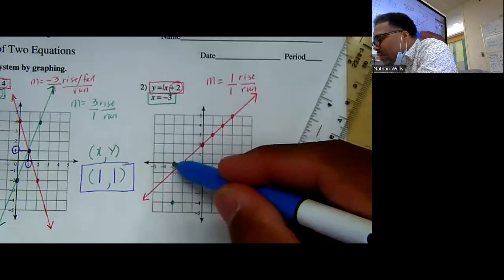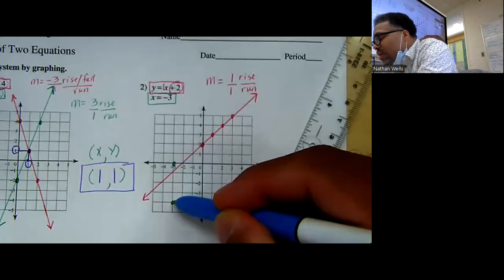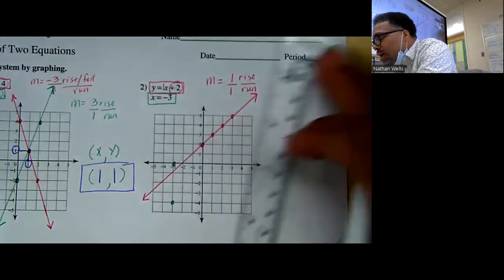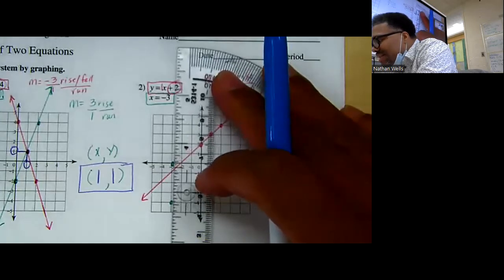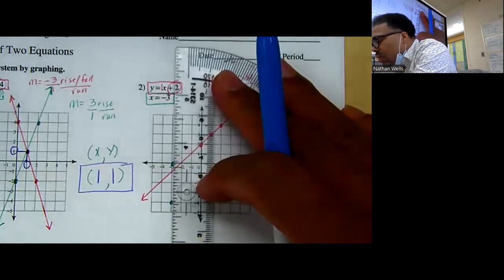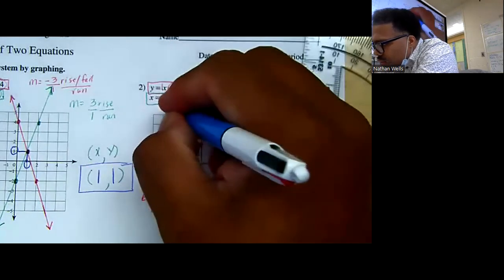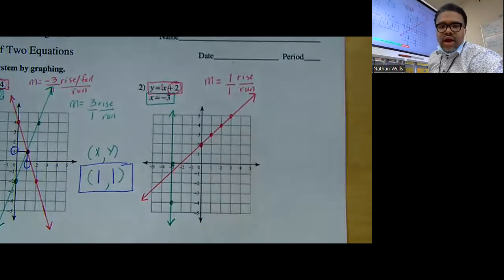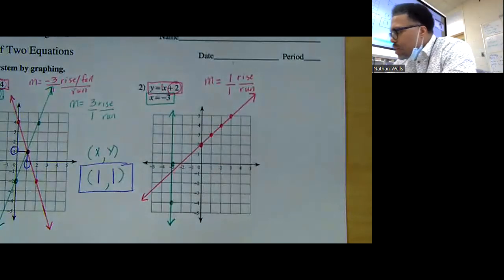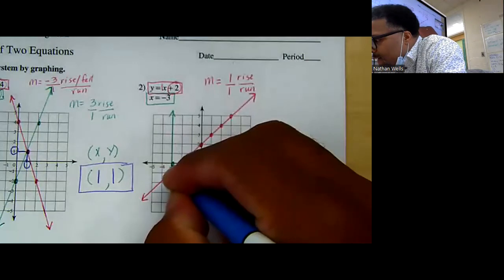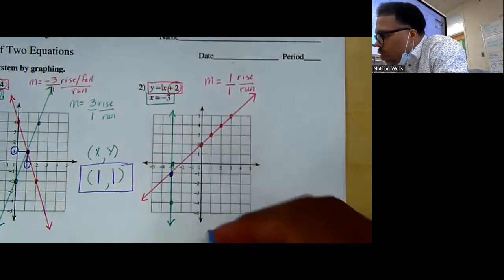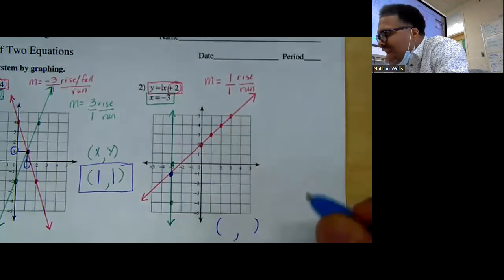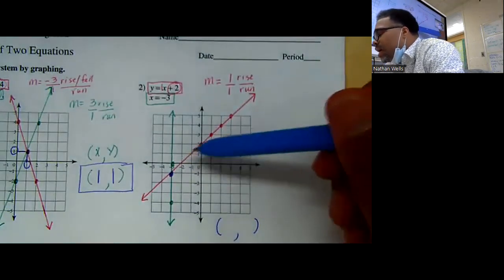Here, we have x is equal to -3, but y is equal to 0. Here we have x is equal to -3, but y is equal to -4. It doesn't matter as long as my x is equal to -3. Once you have 2 points, go ahead and graph. There are my 2 lines. They intersect here. And whatever the coordinates are for that point, that is my solution to the system of equations.